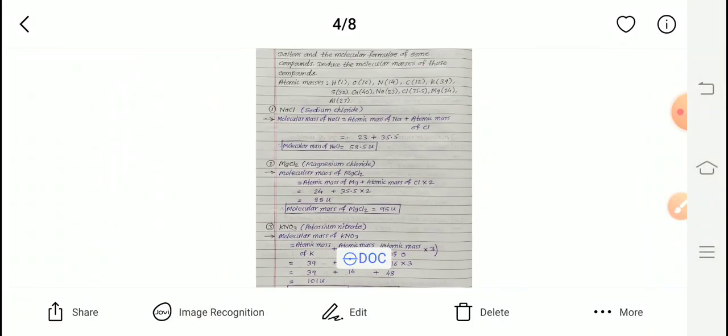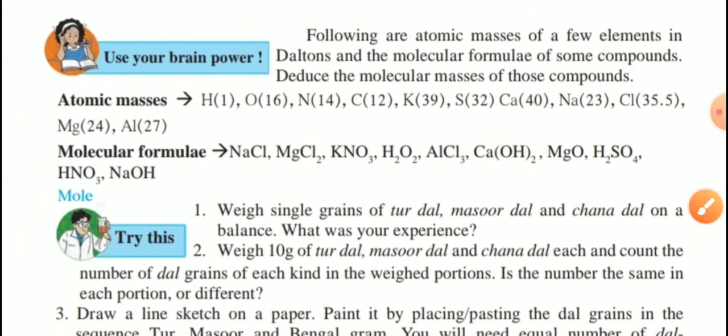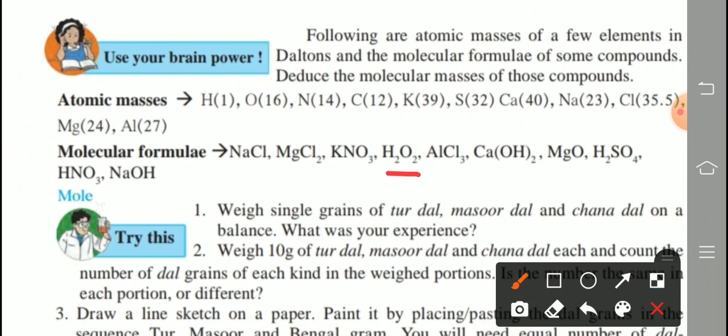I will show the remaining answers of the compounds given on the page here. Clear? In our assignment: H2O2, AlCl3, Ca(OH)2, MgO, H2SO4, HNO3 and NaOH. So, H2O2 name is hydrogen peroxide, AlCl3 means aluminium chloride, Ca(OH)2 means calcium hydroxide, MgO means magnesium oxide, H2SO4 means sulfuric acid, HNO3 means nitric acid and NaOH means sodium hydroxide.